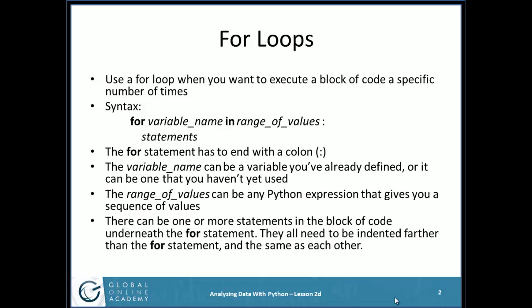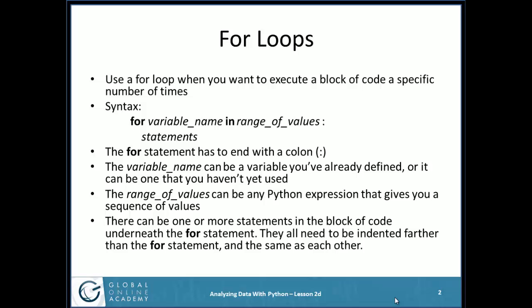The variable name can be a variable you've already defined, or it could be one that you haven't used yet. So it can be for i in a range of values, and you never used i before, and i will take on each of those values, one value at a time, for each execution of the statements in the loop. The range of values can be any Python expression that gives you a sequence of values. Now there's a lot of them that we have not yet learned, and in fact, in the beginning of our week 3 lessons, we're going to be spending a lot of time with lists, and lists are going to be a great way to get a range of values.